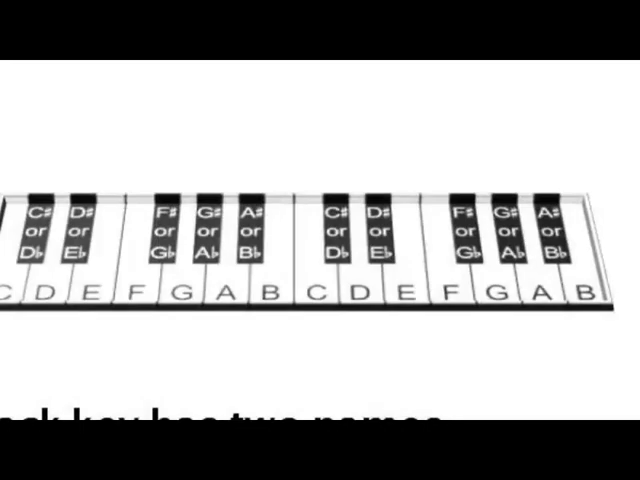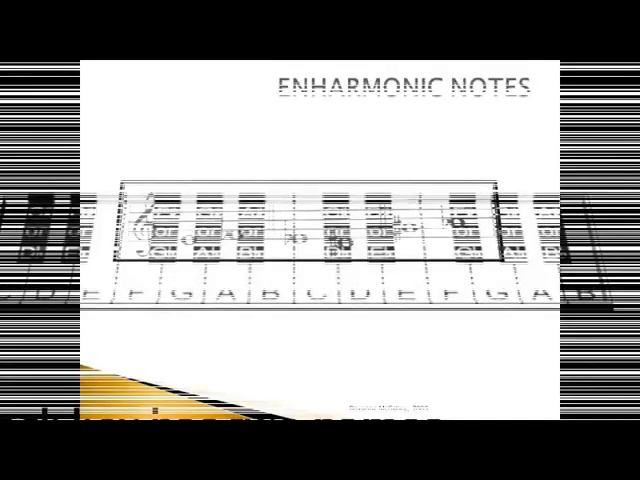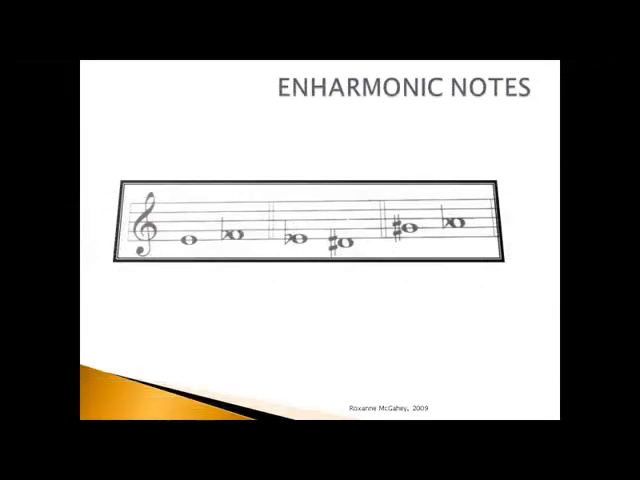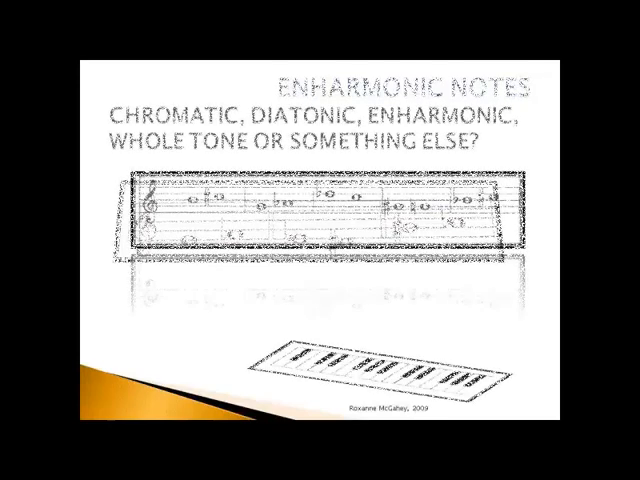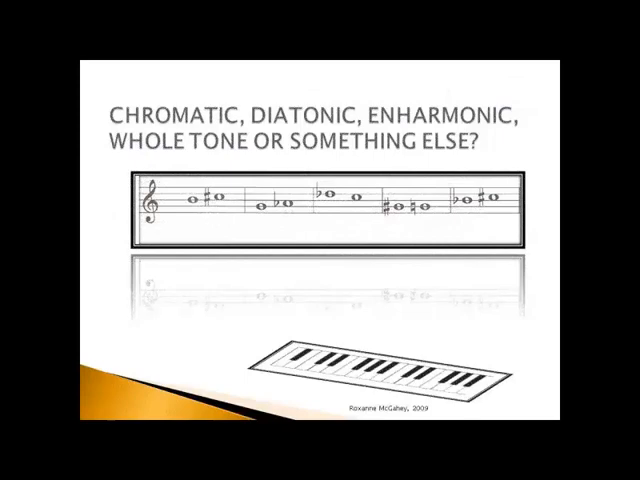Here we have those same enharmonic notes written in the treble clef. E and F flat are enharmonic notes. E flat and D sharp are enharmonic notes. And G sharp and A flat are enharmonic notes. That means that they look different, they sound the same. So let's look at some of these notes and see if they're chromatic semitones, diatonic semitones, enharmonic notes, whole tones, or something completely different.